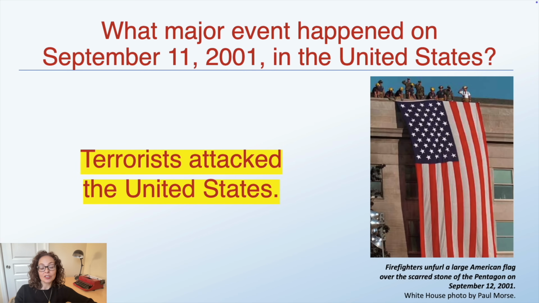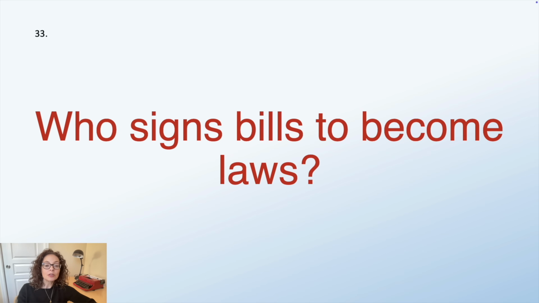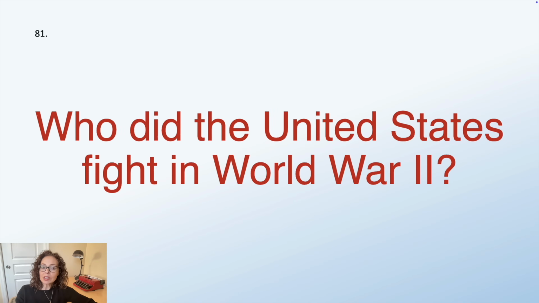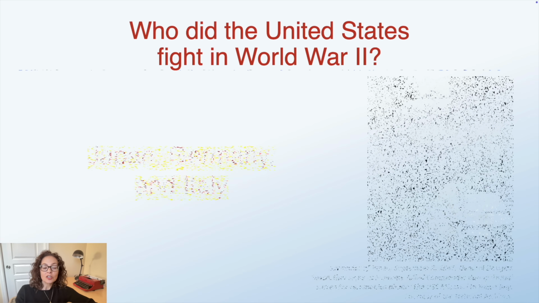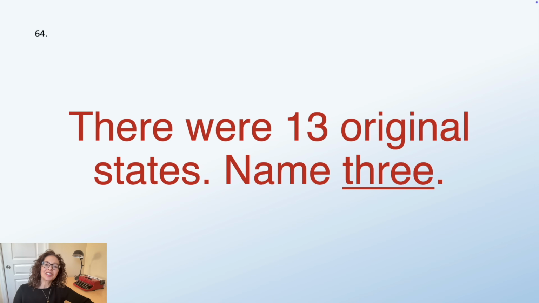Terrorists attacked the United States. Who signs bills to become laws? The president. Who did the United States fight in World War II? In World War II, the United States fought Japan, Germany, and Italy. There were 13 original states. Name 3.